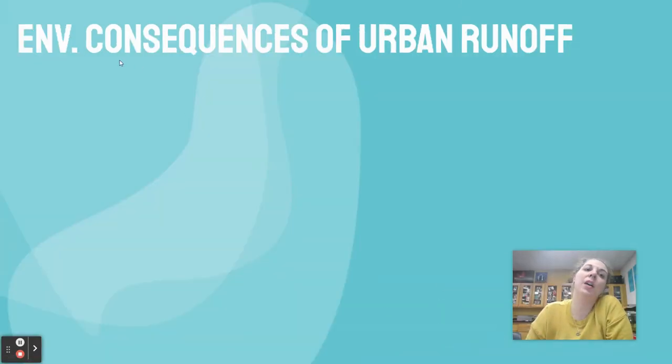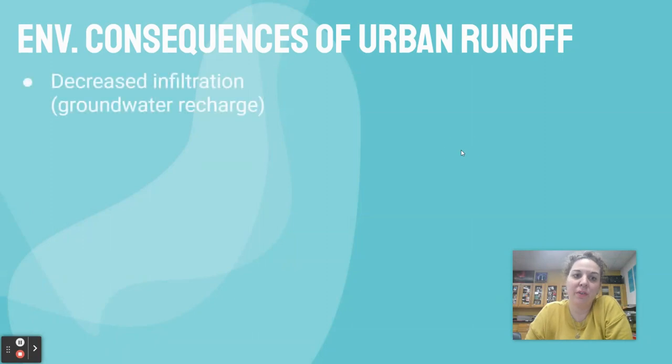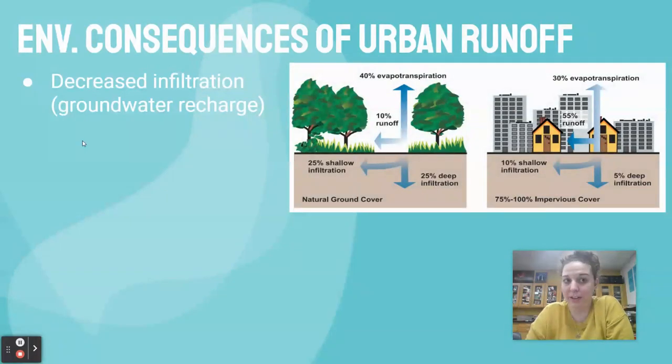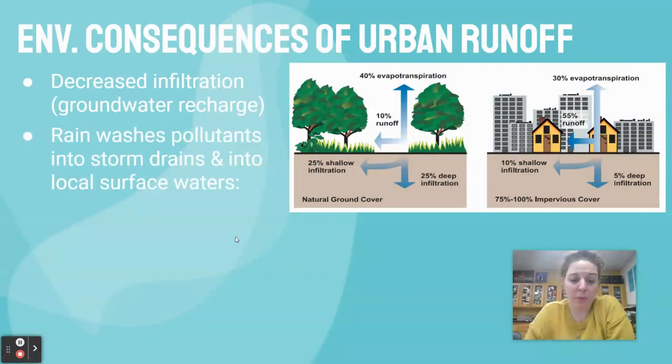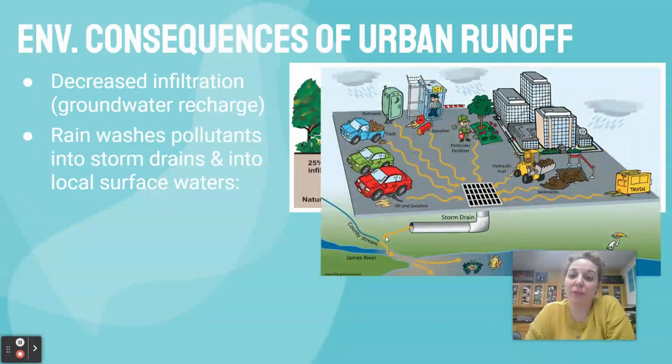So let's start with the environmental consequences of urban runoff. And the biggest one here is decreased infiltration. So groundwater recharge is decreased in urban areas. We've already talked about this. You've seen this. So rain, and I mentioned it before, rain's going to wash those pollutants into storm drains and into local surface water. So you can see this is a really good graphic here that shows, in a city, you can have anything from oil and gas, trash, pesticides, hydraulic fuel, even sediments from construction sites.